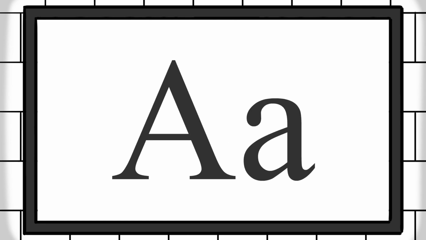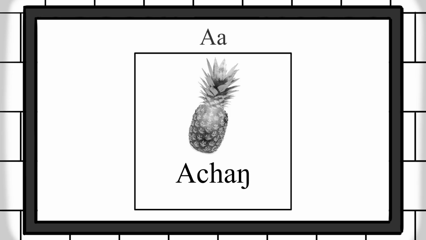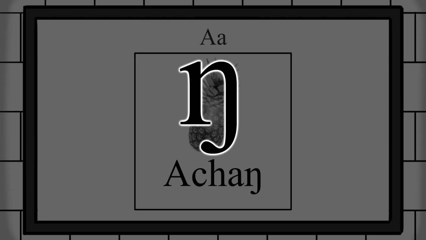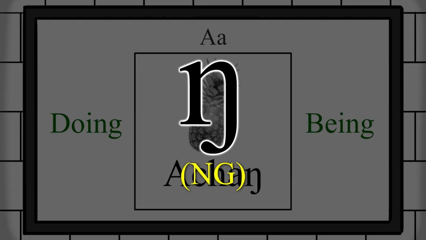Of course, the first letter in the alphabet is A, so the example I'm going to use for that is a pineapple, which is actually translated to achang. Achang. The little N here with the curve that makes it look like it's part J means you pronounce it with an NG sound, similar to words like doing or being or saying.